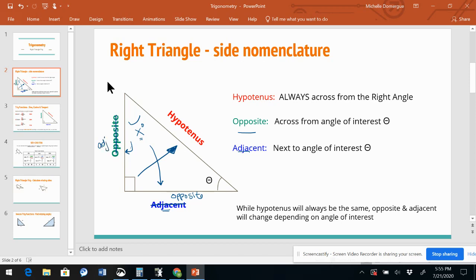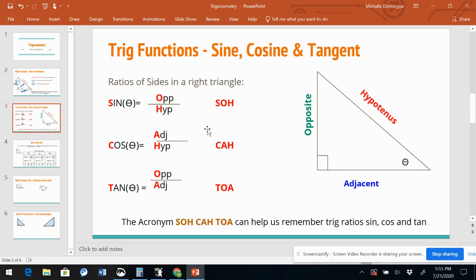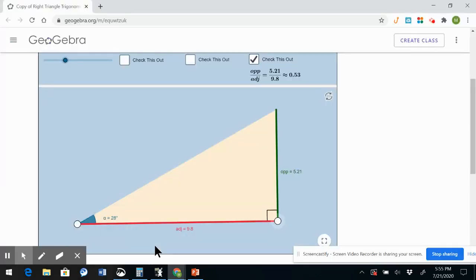Okay, so it's important to realize that while the hypotenuse will always be the same for a right triangle, regardless of which acute angle you're interested in, the opposite and adjacent sides will change depending on which acute angle you're looking at. Okay, so right triangle trig is basically just dealing with the relationship between sides, the ratios of sides, and the angles in a right triangle. I want to look quickly at what that ratio looks like.